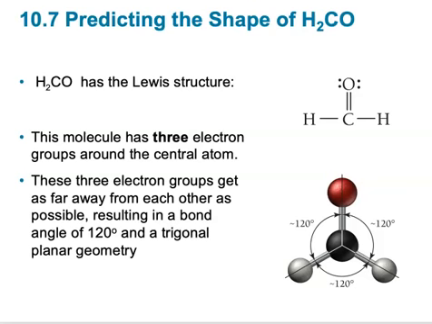Next, we're going to look at the shape of carbonic acid. Carbonic acid has a Lewis structure of a central carbon atom double bonded to an oxygen and two hydrogens on either side. This molecule has 3 electron groups around the central atom. We have a cluster of electrons here, a cluster of electrons here, and here. These 3 electron groups are going to get as far away from each other as possible. This is going to result in a bond angle of 120 degrees, or something we call trigonal planar geometry.